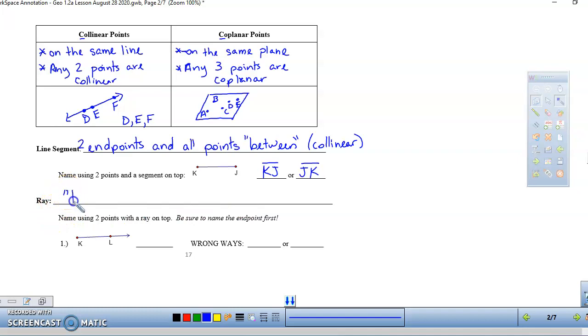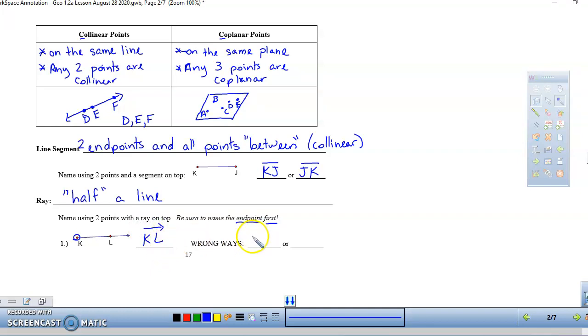A ray, easiest way to describe a ray is that it's half a line. Now I put half in quotes because a line is infinite. You can't really do half of infinity, but it's just starting at a point and then going in one direction to infinity. Okay, so to name a ray, you want to use the endpoint first. So the endpoint in this case is K. So I'm going to say K, L, and then you're going to draw an arrow from the endpoint.